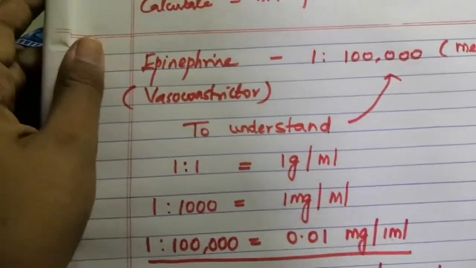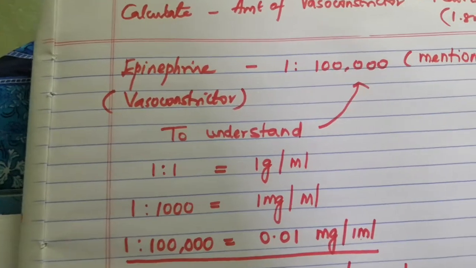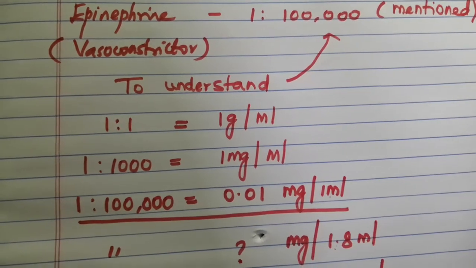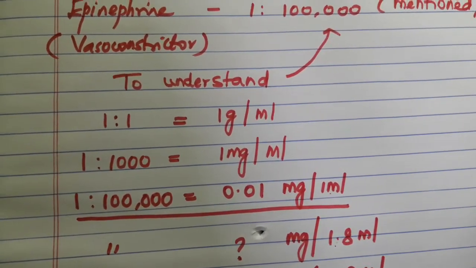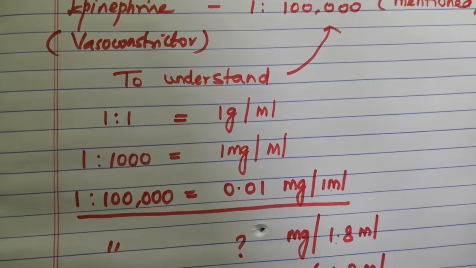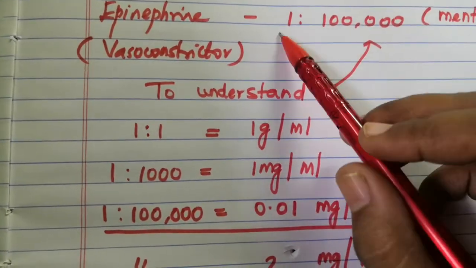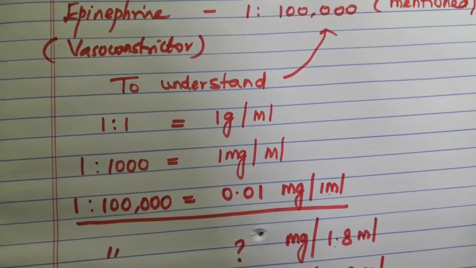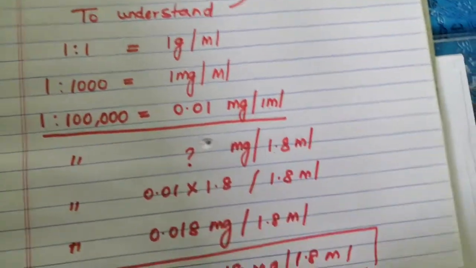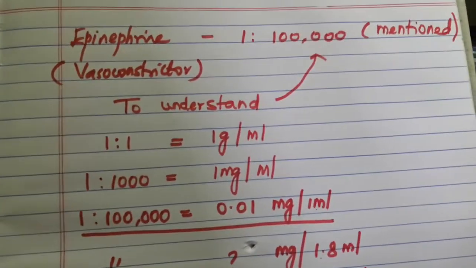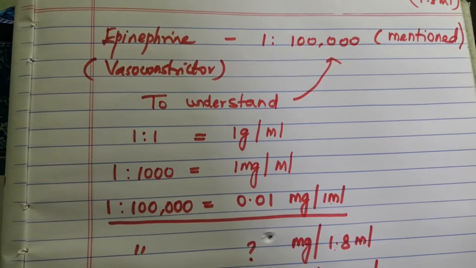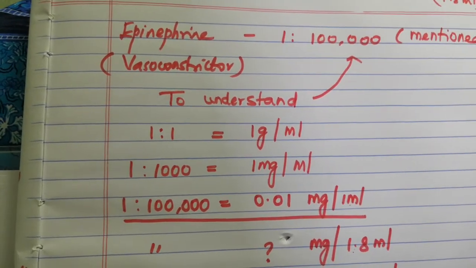So this is the calculation. If you want to calculate for a syringe, then you have to convert the ml. Instead of 1.8, you change it to however many ml you are using in whichever disposable syringe. And if you are using 1:80,000, then you do the calculation with 1:80,000 instead. This gives you an overall view of how to calculate the amount of local anesthetic agent and vasoconstrictor present in any local anesthesia.